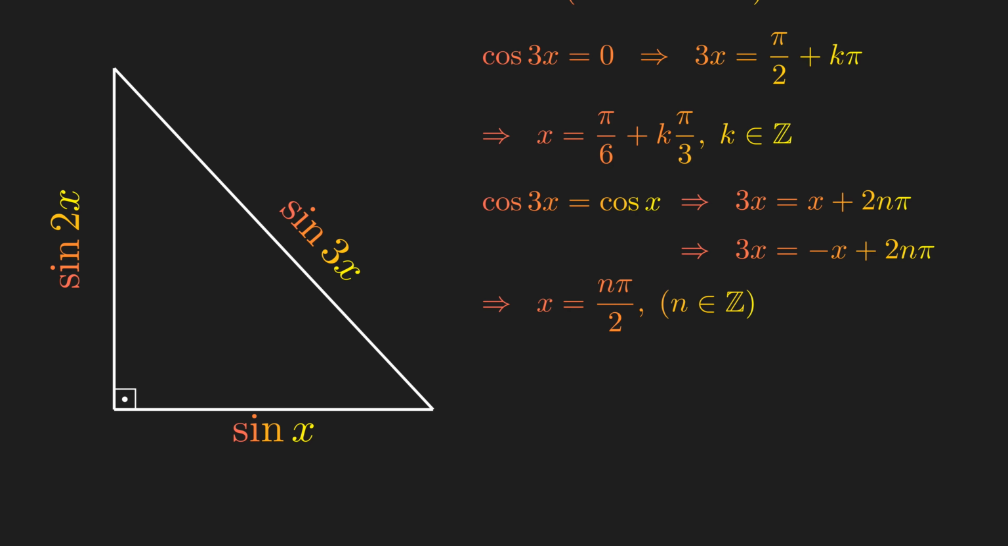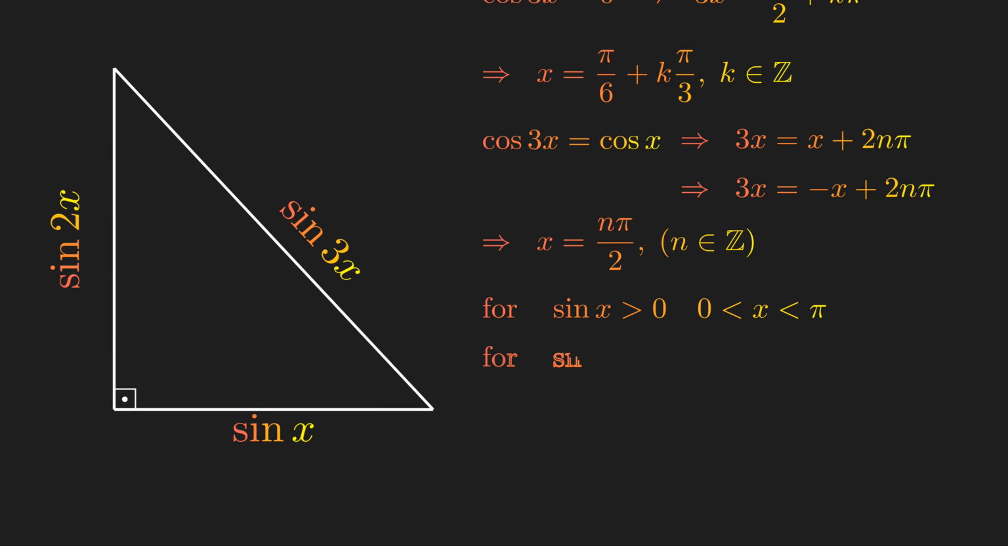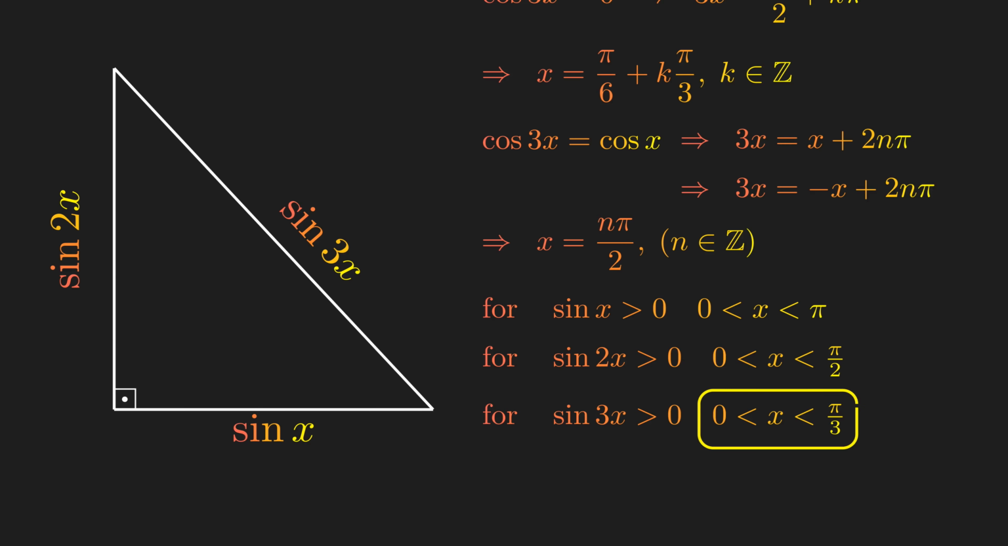Pay attention. These lengths, sine x, sine 2x, sine 3x, are the sides of a triangle. Since lengths cannot be 0 or negative, we must say this. For sine x greater than 0, angle x must be between 0 and pi. For sine 2x greater than 0, x must be between 0 and pi over 2. And for sine 3x greater than 0, x must be between 0 and pi over 3. All three of these conditions are satisfied only in this common interval, right?